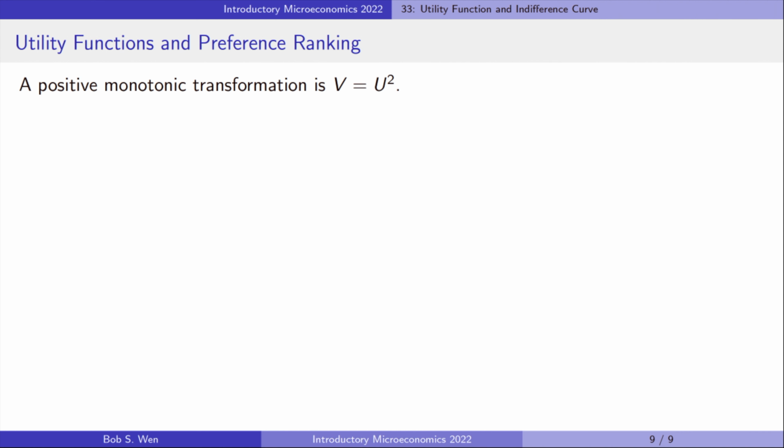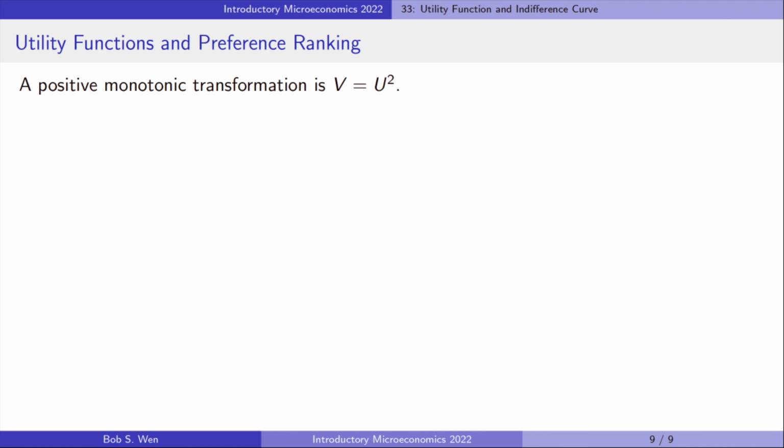Finally, let me emphasize that the utility function represents the ordinal preference, or the preference ranking. In our example, the utility values of 4 and 6 tell us that I2 is preferred to I1, but it doesn't tell us how much I2 is better than I1.